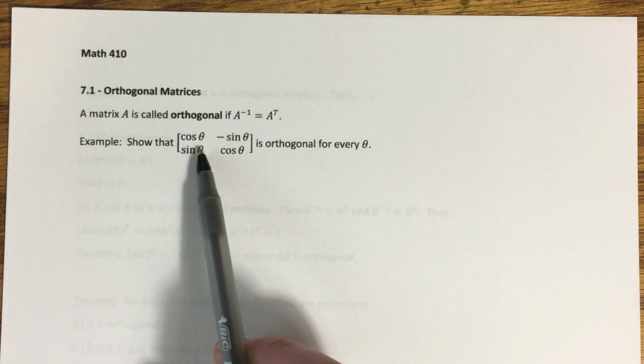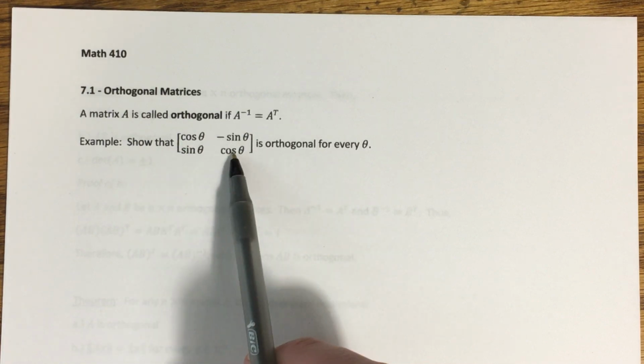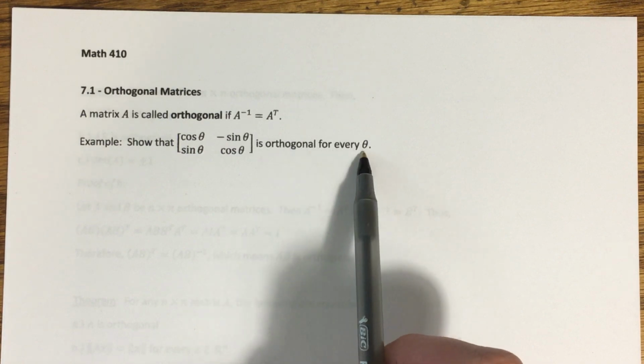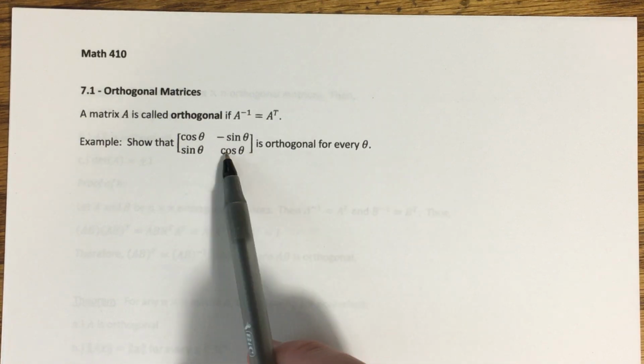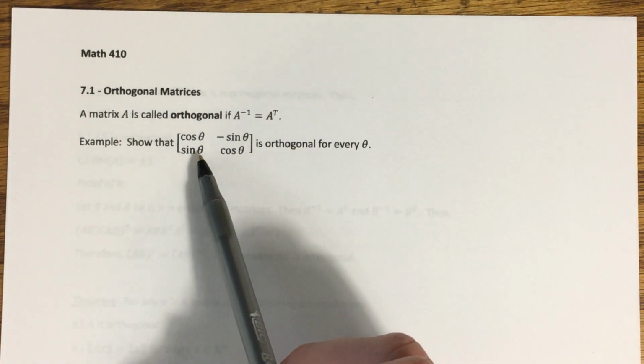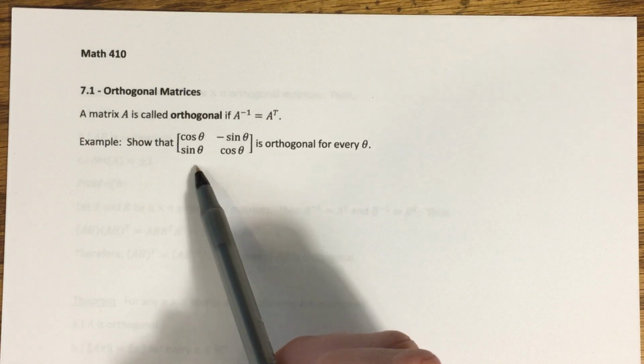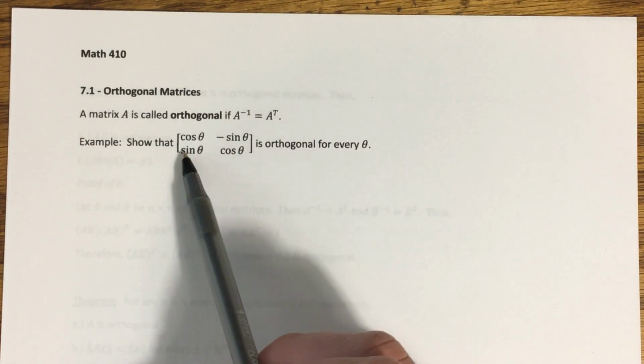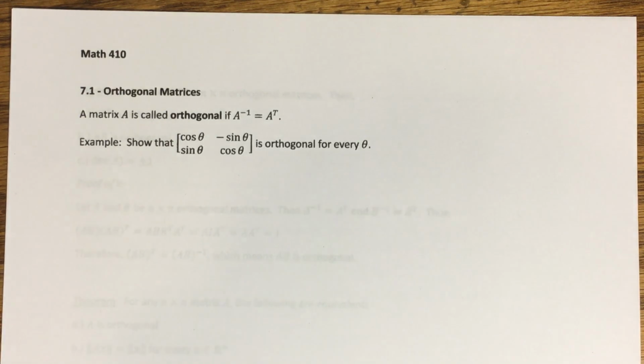We want to show that this matrix, cosine of theta, negative sine of theta, sine of theta, cosine of theta, is orthogonal for any choice of theta. Now this is actually a very important matrix. We haven't covered section 1.8 all the way back in chapter 1, but if we had, we would have talked about matrix transformations, and probably some of the geometric implications that those have on vectors. This particular matrix is what we call a rotation matrix. If you read through section 7.1, it'll talk about this in more depth in a couple of examples.